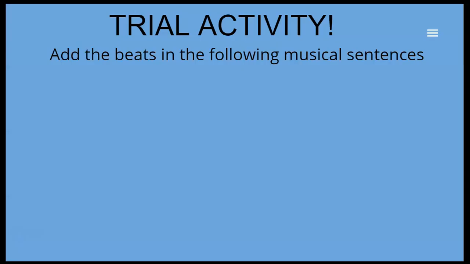Let's have a trial activity. Kindly get your psychomotor notebook and turn to the next empty page. Number it from 1 to 10. You can pause this video anytime. For this practice activity, copy the musical equation and answer. You have to add the number of beats of the notes and rests in the following musical equation. Ready? Start.